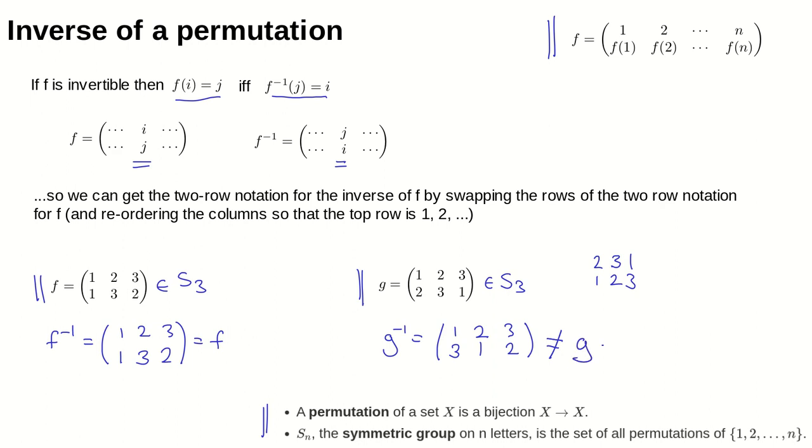Okay, in summary, finding inverses of permutations given in two-row notation is really easy. You just swap the two rows and then you reorder the columns so that the top row looks like 1, 2, 3 up to n.